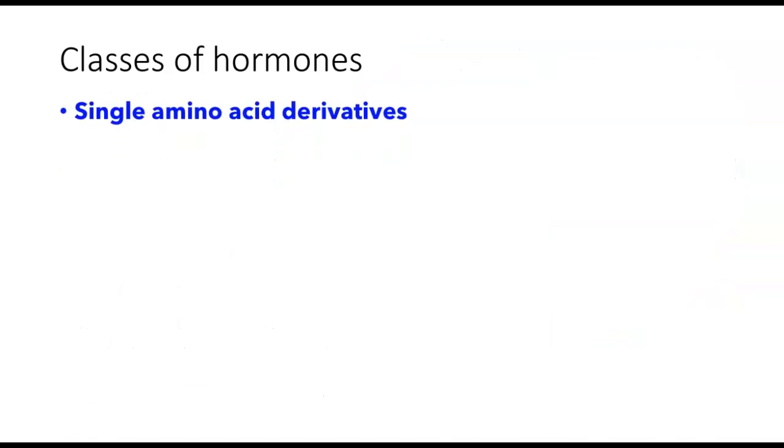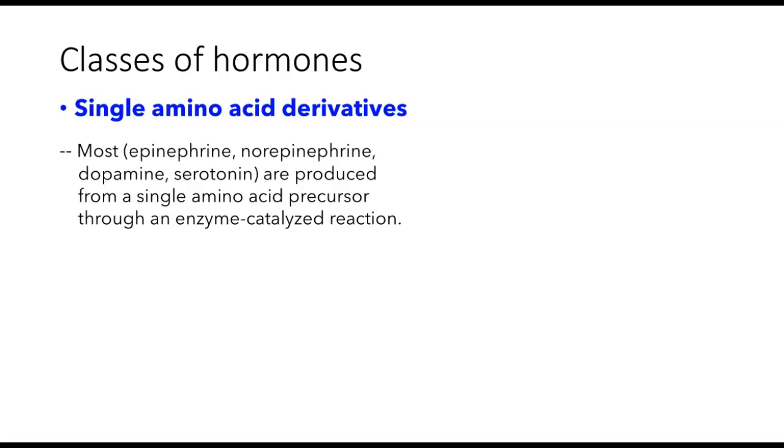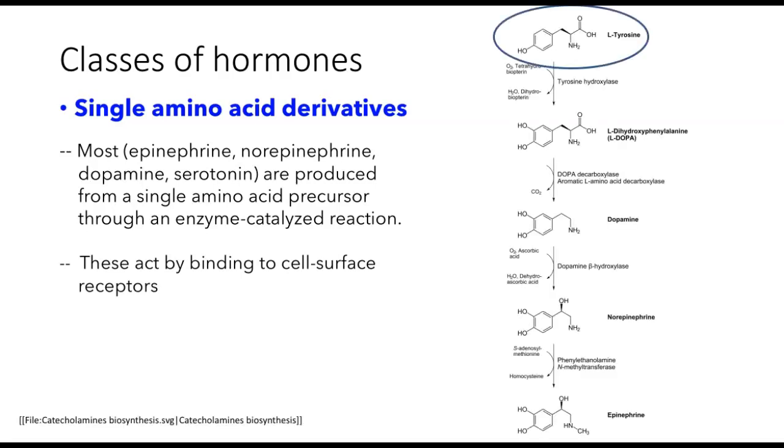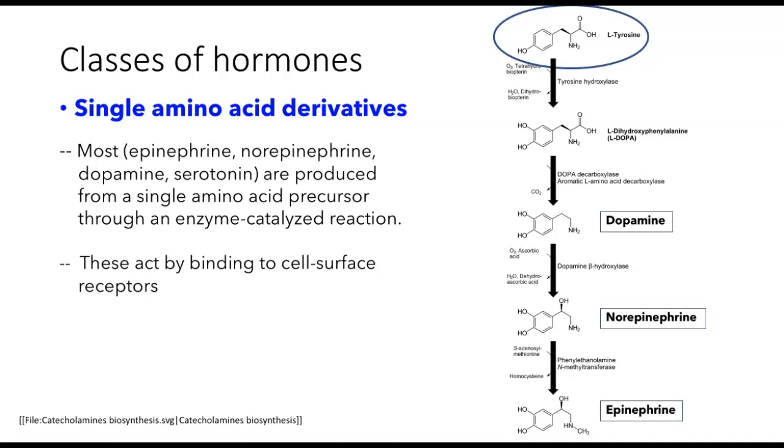Our last class of hormones are the single amino acid derivatives. Now most of these, epinephrine, norepinephrine, dopamine, and serotonin, are produced from a single amino acid precursor through an enzyme-catalyzed reaction. Let me give you an example here. Here's our starting material, tyrosine, an amino acid. And if these 2 enzymes are present, then we can produce dopamine. If a different cell has those 2 enzymes plus another one, it can produce norepinephrine. And if all 4 of these enzymes are present, it'll be producing epinephrine. All of these compounds that are produced are polar. They're going to act by binding to cell surface receptors.